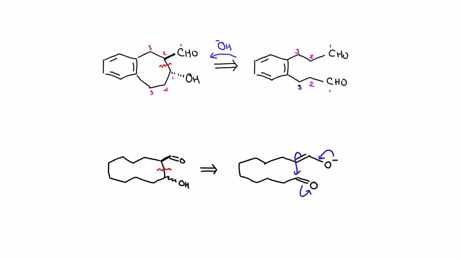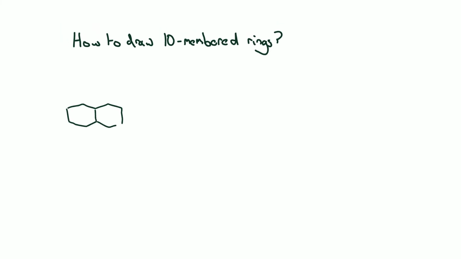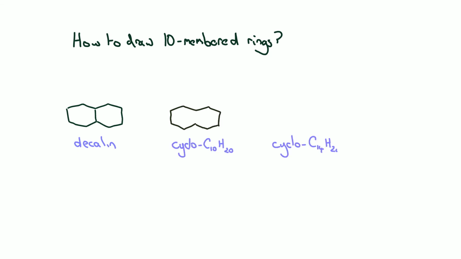Incidentally, an easy way to draw 10-membered rings is to draw two 6-membered rings fused together, that is a decalin, then erase the bond between them. A similar strategy can be used for 14, 18, 22-membered rings, and so on.